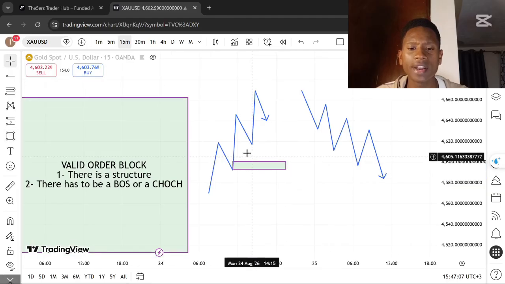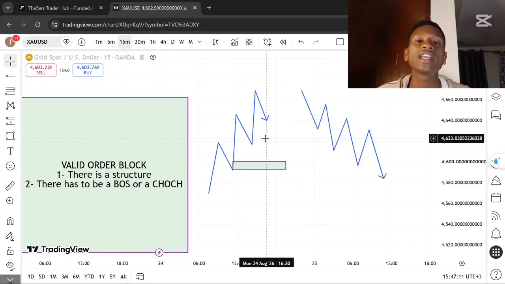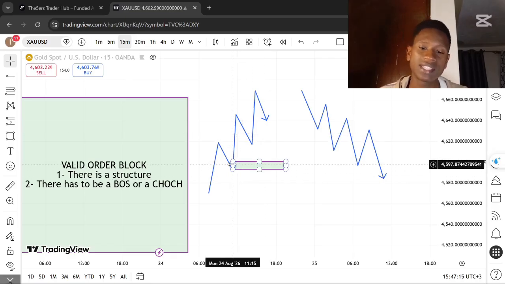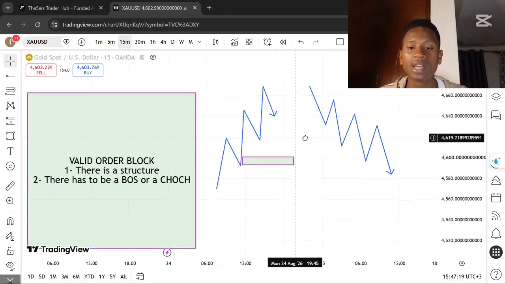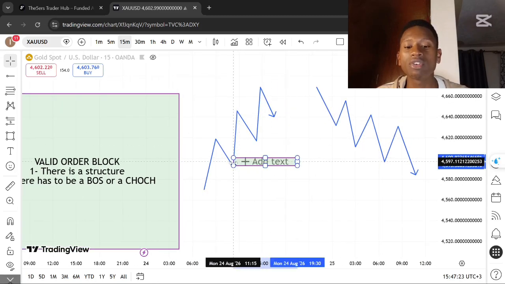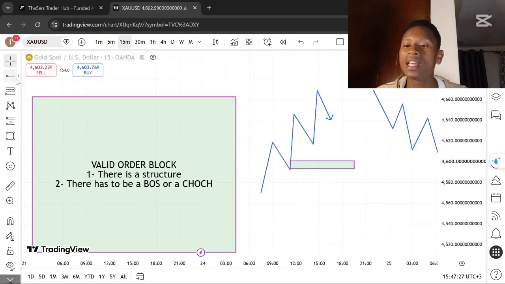Okay, we are bullish right now. We have said that an order block is the last candle before an impulsive move. So it has to be somewhere over here, before this impulsive move. Now, the second confluence, or the second confirmation, to confirm that this order block is valid is that there has to be a break of structure over here.